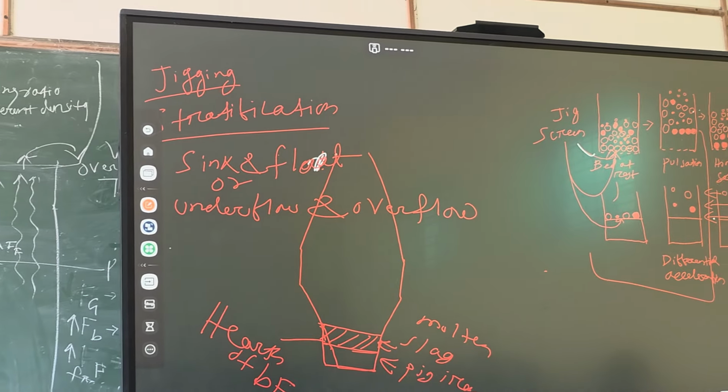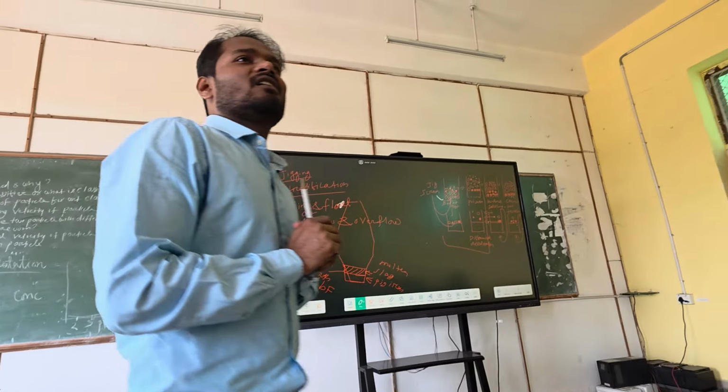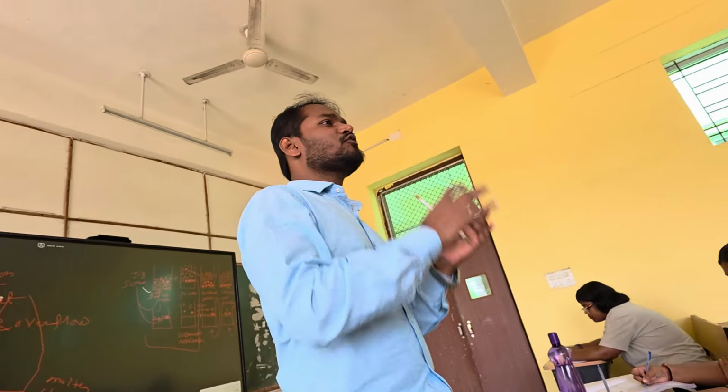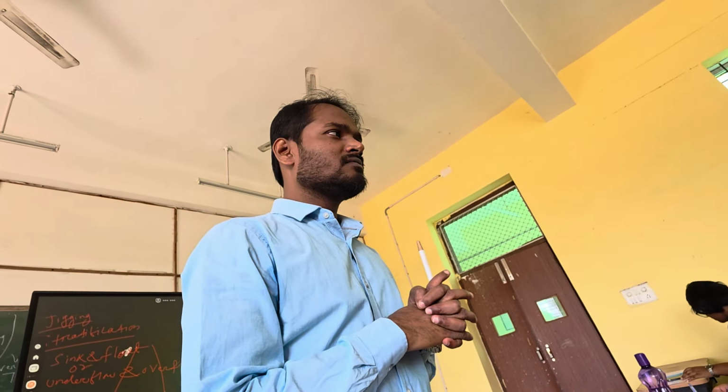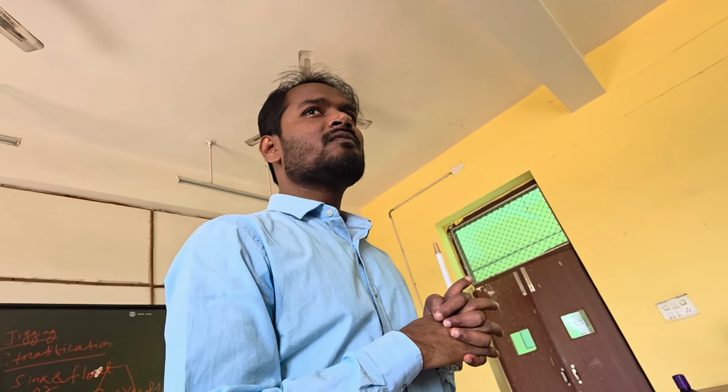Okay, then tell me, this jigging process will come under which concentration process? Already we have discussed that. Gravity concentration, of course. Right? We have different concentration processes. We are discussing concentration right now. So gravity concentration means what exactly? What is the principle of gravity concentration? Particles should be separated, concentrated on the basis of their specific gravity.